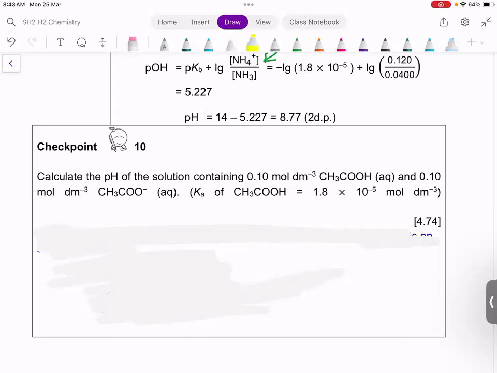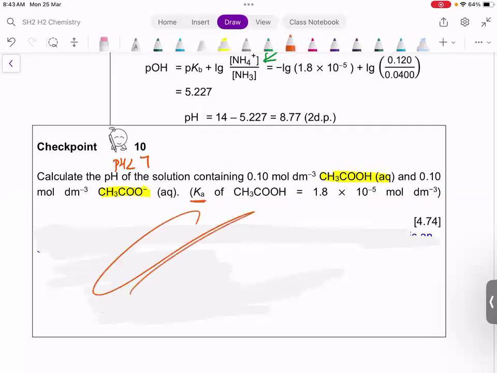You should recognize that this is a weak acid and its salt. So the pH value should be less than 7 because it's an acidic buffer. A weak acid and its salt will form an acidic buffer. So pH is expected to be less than 7. Therefore you should calculate pH using the Ka value. With this in mind, this is what it will look like.